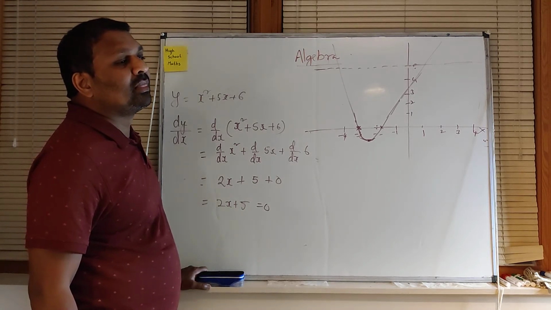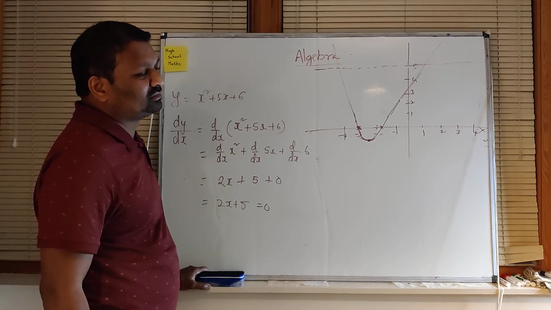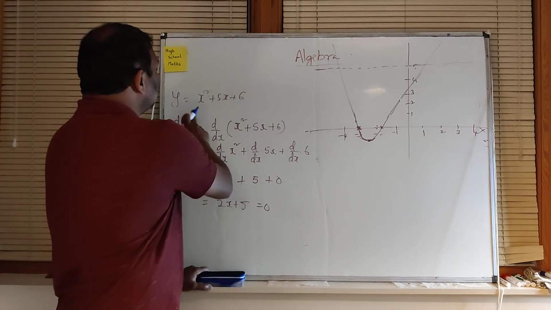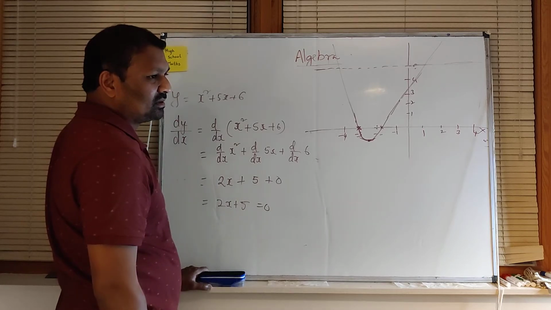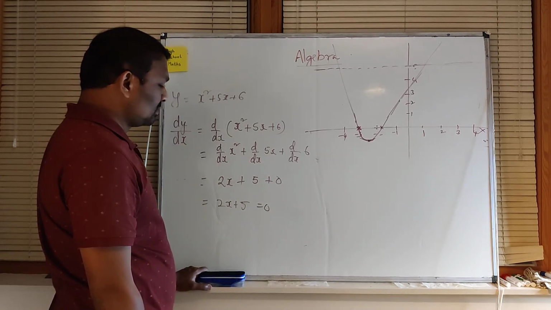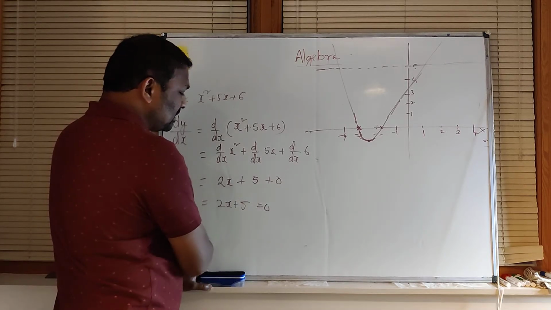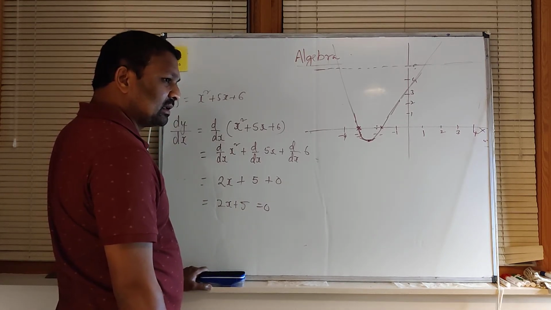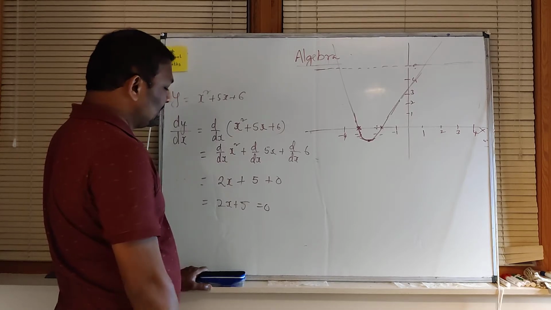To find where it touches the x-axis. To find where it touches the x-axis, put y as 0. So you put y as 0, right? No, this is not y. This is just dy by dx. Slope. It is slope equal to 0.